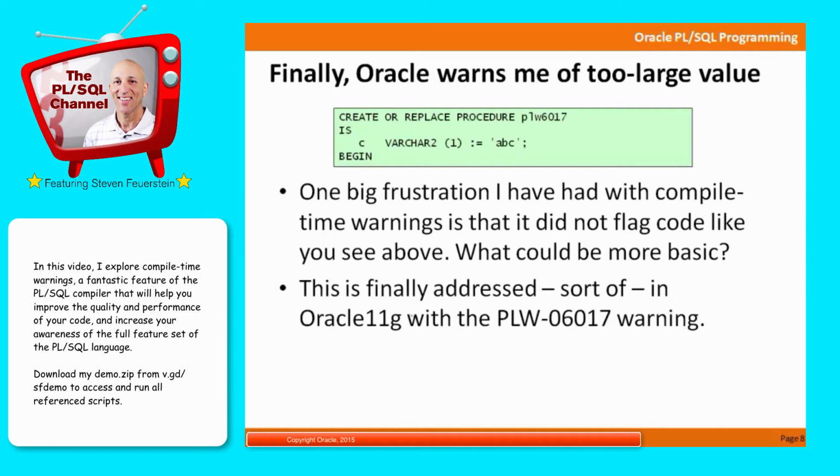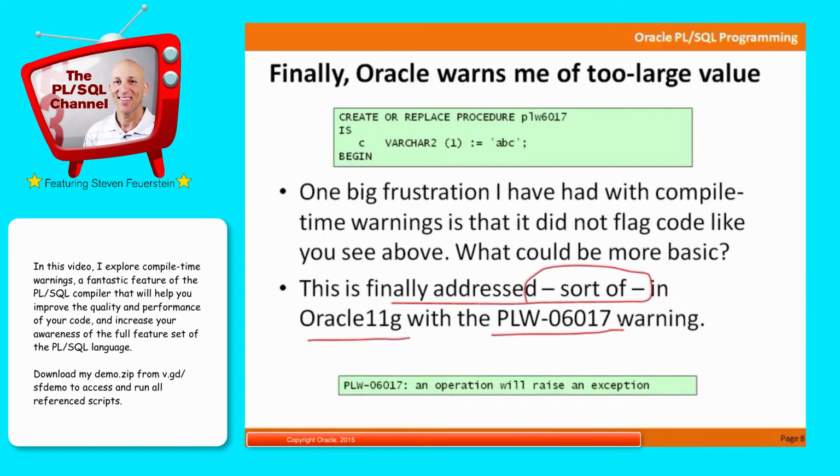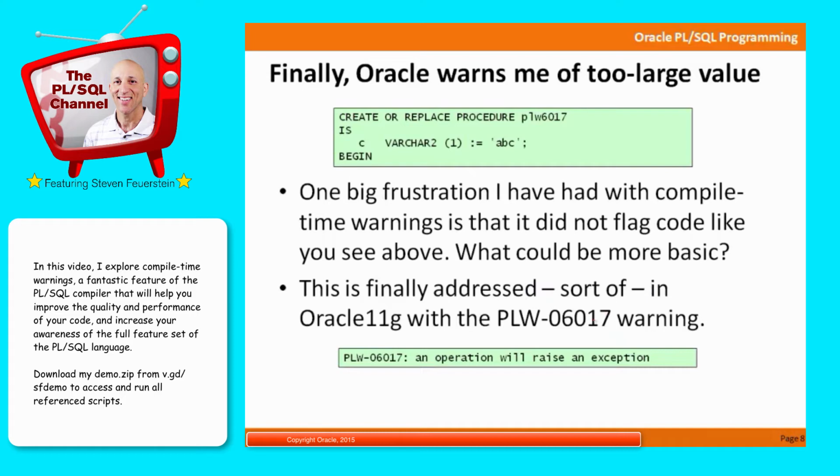But that's okay. It's finally addressed in an interesting sort of way in Oracle 11G with the PLW-6017 warning. So Oracle has added a warning called 6017, an operation will raise an exception. It's a very generic category of a warning. It basically says this line of code is going to cause you a problem. It doesn't actually tell us what the problem is. For example, that it's going to raise a -6502 error because it's too small. It's a more generic exception or warning.